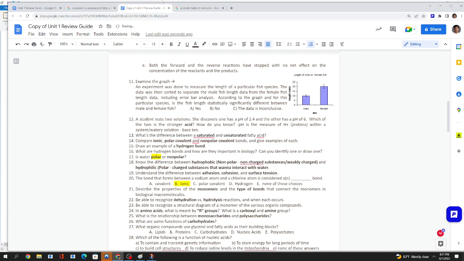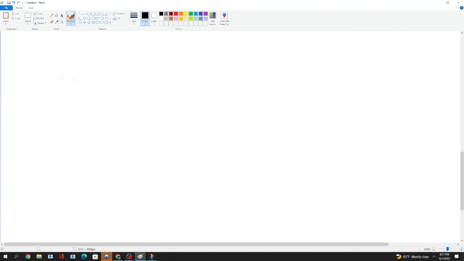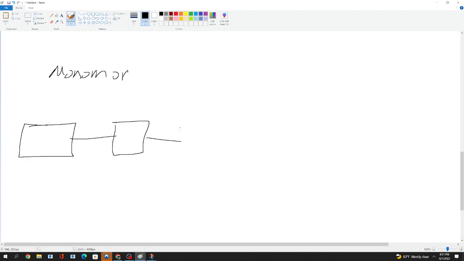Boom. Describe the properties of monomers and the types of bond that connect the monomers in biological macromolecules. Okay, what is a monomer? It is just a subunit of a polymer or just one block. So think of a chain. If I were to draw a chain of cubes, a monomer would just be one of it.